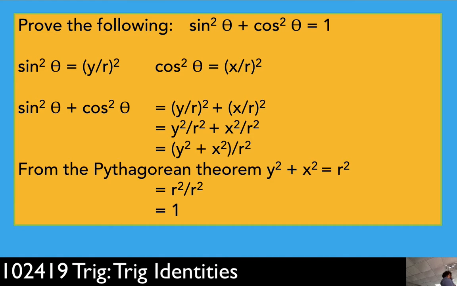I took y squared plus x squared, rather than doing what she did, which was to just multiply both sides by r squared and get r squared equals, which is the Pythagorean theorem. I took from the Pythagorean theorem that y squared plus x squared equals r squared, and I just plugged r squared in for y squared plus x squared. So I got r squared over r squared equals 1. Does that make sense? It's essentially the same thing.